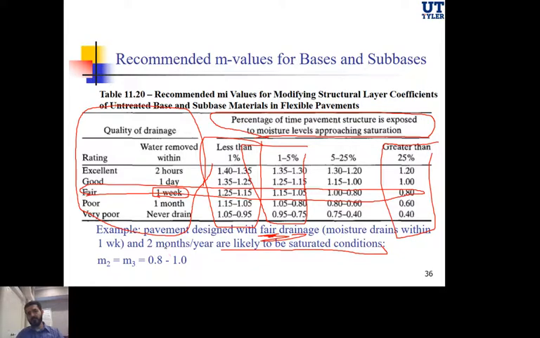And then I was told that I have 2 months out of the year. So 2 over 12, I'm going to use my calculator here. 2 over 12 times 100 is 16%. So it's not this column, which is less than 1%. This is 1 to 5, and 5 to 25 is the range the 16% goes within. So the drainage coefficient for layers 2 and 3 will range from 0.8 to 1 in this case.